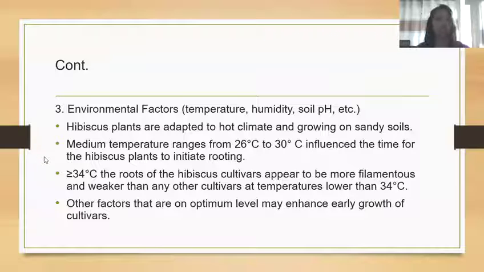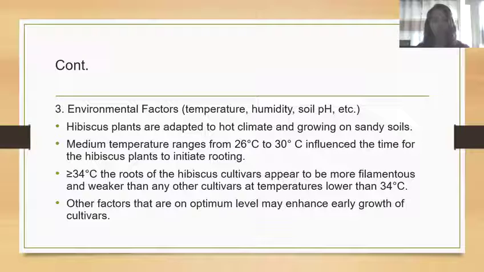Lastly, our hypothesis is that environmental factors also affect the early growth. Hibiscus plants are adapted to hot climate and they grow on sandy soils. Medium temperatures, which are the optimum one, that ranges from 26 degrees Celsius to 30 degrees Celsius, will influence the time of the hibiscus plant to initiate rooting.